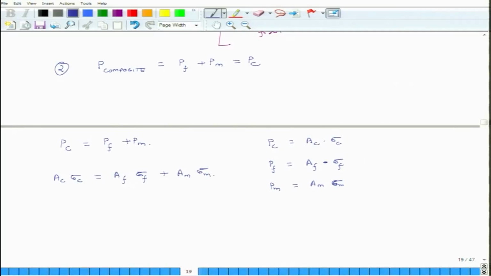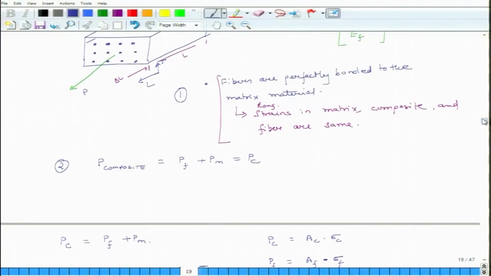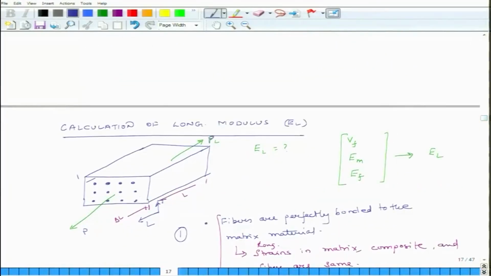Okay. So I divide this entire equation by AC and I get sigma C equals AF over AC times sigma F plus Am over AC times sigma M. Again, it is important to understand what AC is. AC is this entire area ABCD.